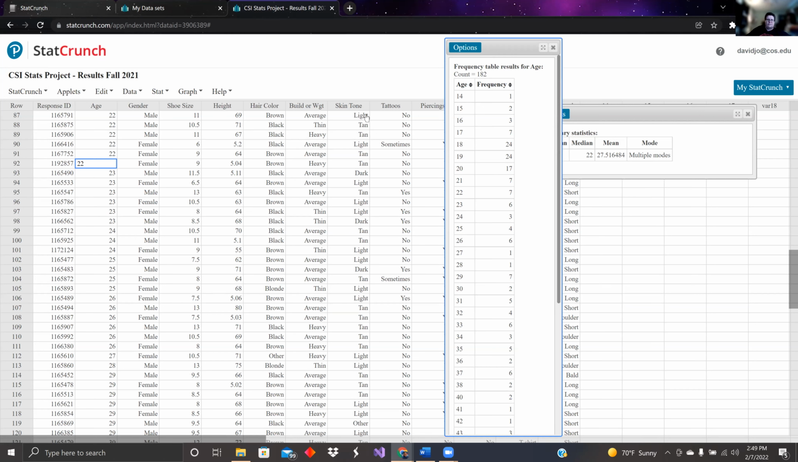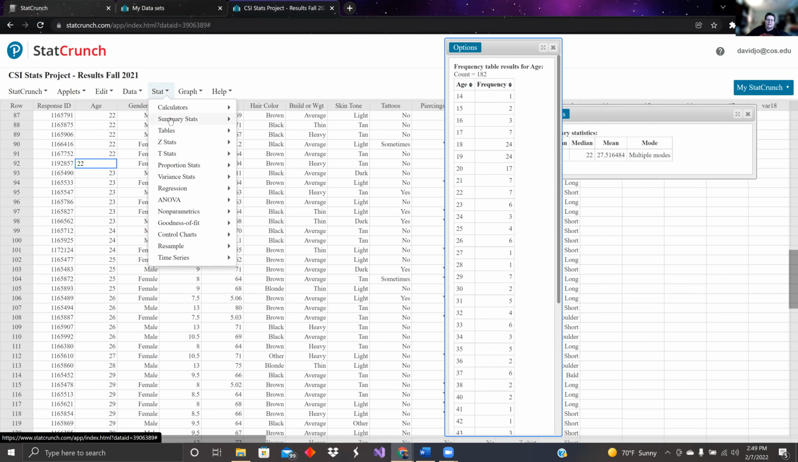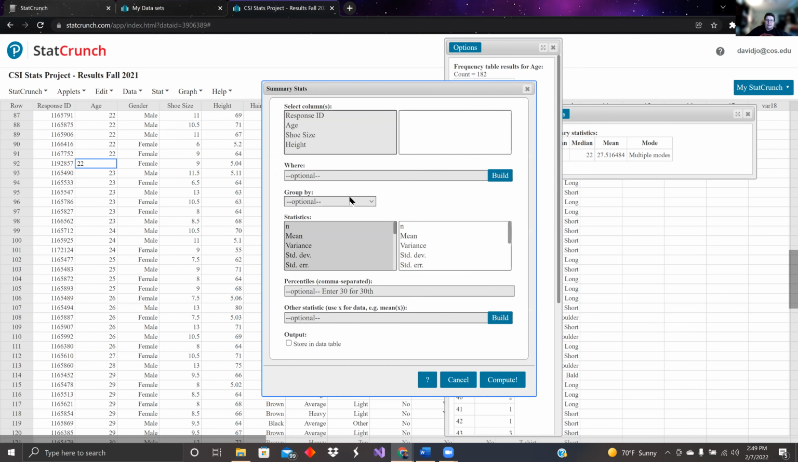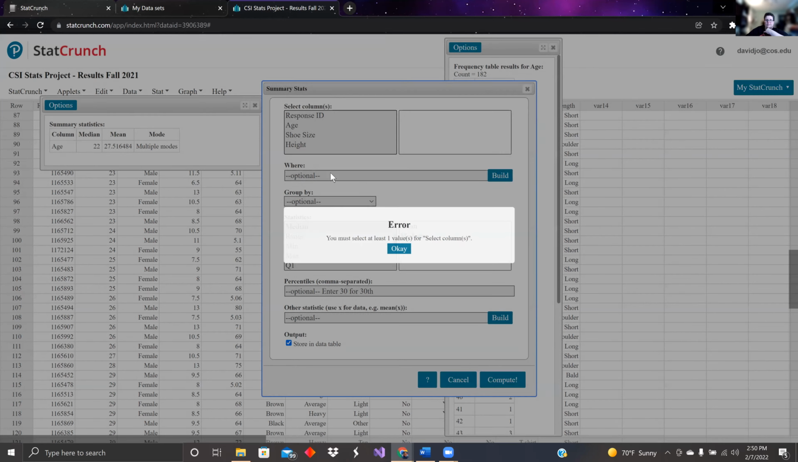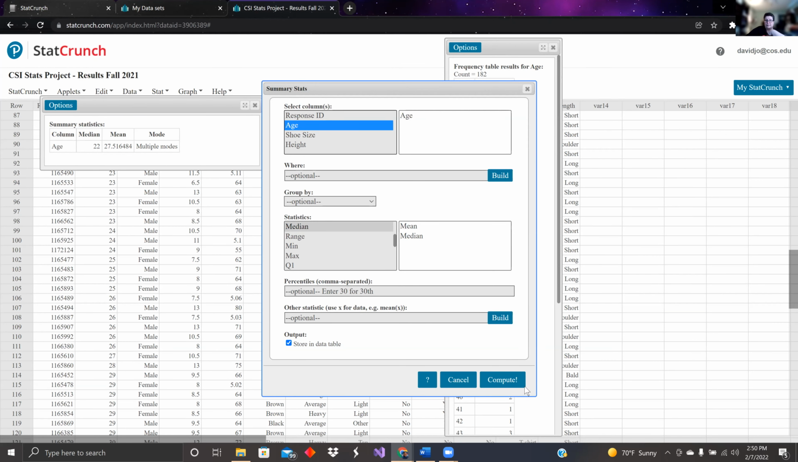So it's really easy. We did stats, summary stats, columns. And I'll write this down in the notes in a second. Then we choose our column and we choose what statistics we want to show. If you want to store your results in the data table, check what happens when I click store in data table. And I'll just do mean and median real quick. Oh, I didn't tell it where the age is. Tell it where the age is.